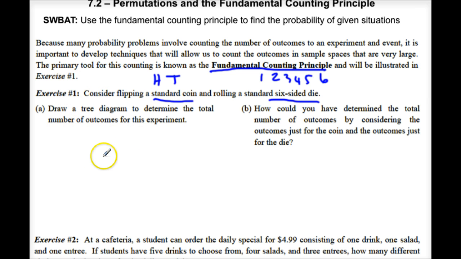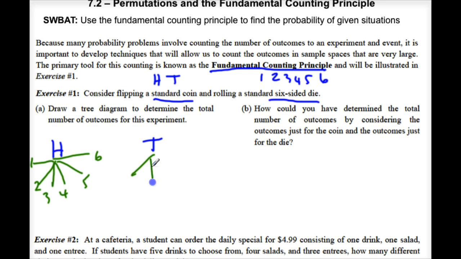So you're flipping a coin. My first coin is going to have a head or it's going to have a tail. And then I want to roll the die. So here I'm going to have 6 choices: 1, 2, 3, 4, 5, 6. And here I'm going to have 1, 2, 3, 4, 5, 6. Because I'm flipping a coin, heads or tails, and then from each one, I'm rolling the die, which has 6 choices.